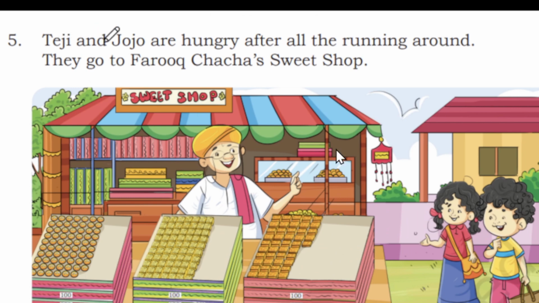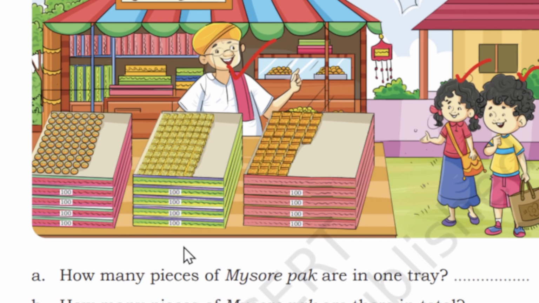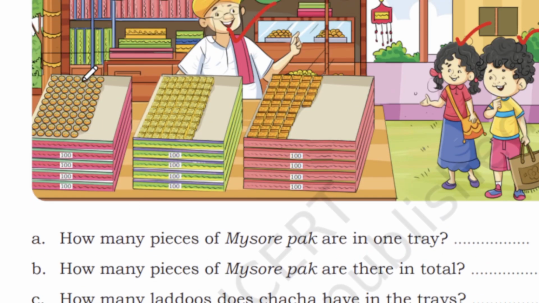Let's see. Teji and Jojo are hungry after all the running around. They go to the sweet stall. So the sweet shop, the name is Farouz Chacha Sweet Shop. So he is Farouz Chacha, and here we have Teji and Jojo. They are very eager to see the sweets. We have a few questions and answers based on this sweet shop. We have Mysore Pak and laddus. Here are the laddus, and we have the dhokla.